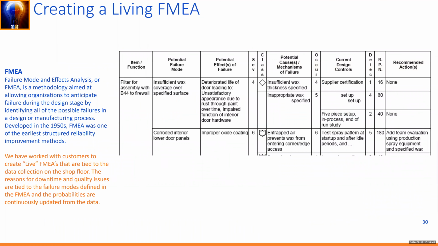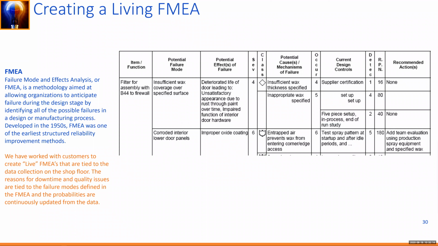Another one is an FMEA, failure modes and effects analysis. These have been around since the 40s, I think, and are tremendously useful tools for analyzing either product or process failures. But how they're generated very often is you get a cross-functional team together in a conference room and you brainstorm different potential failure modes. What are the effects of those?